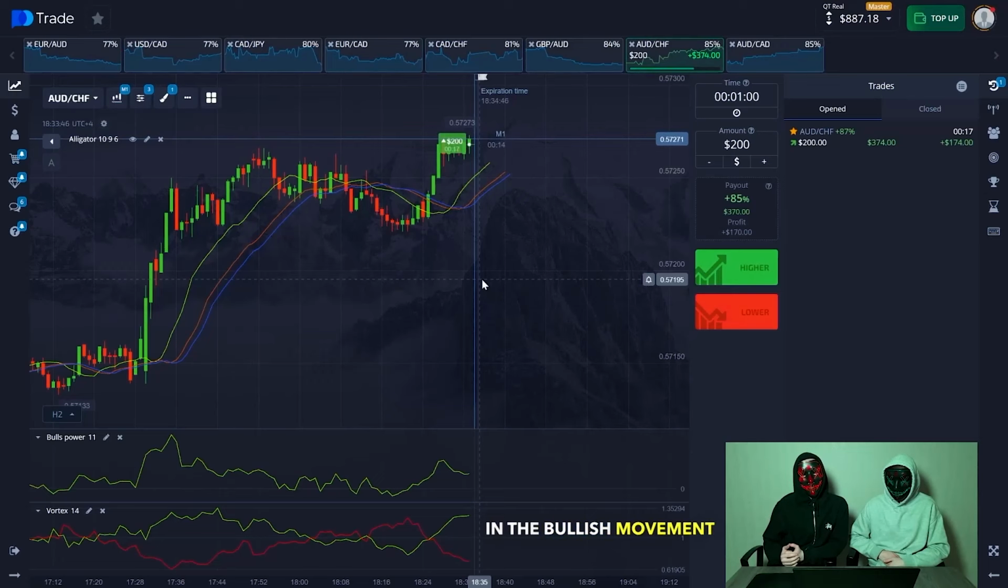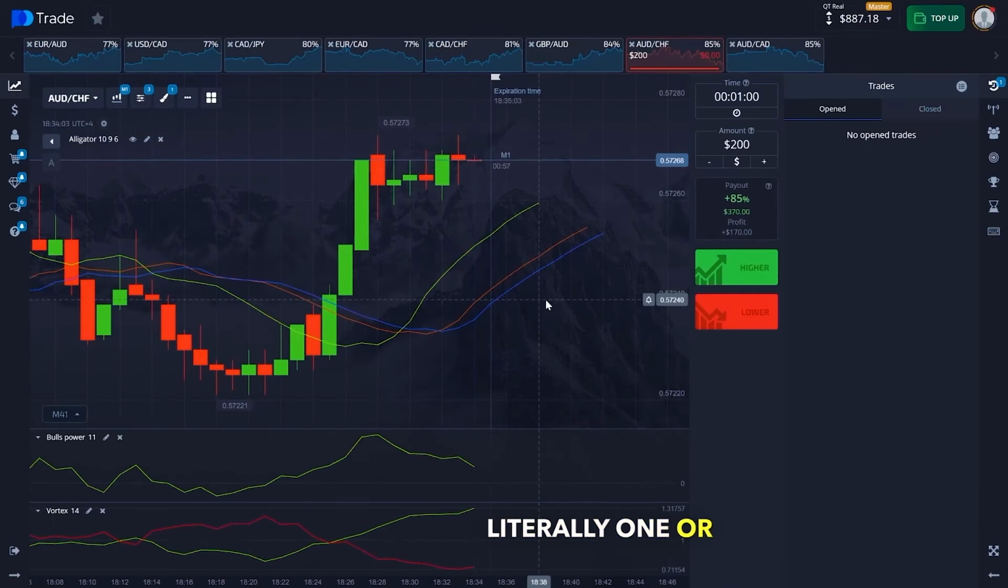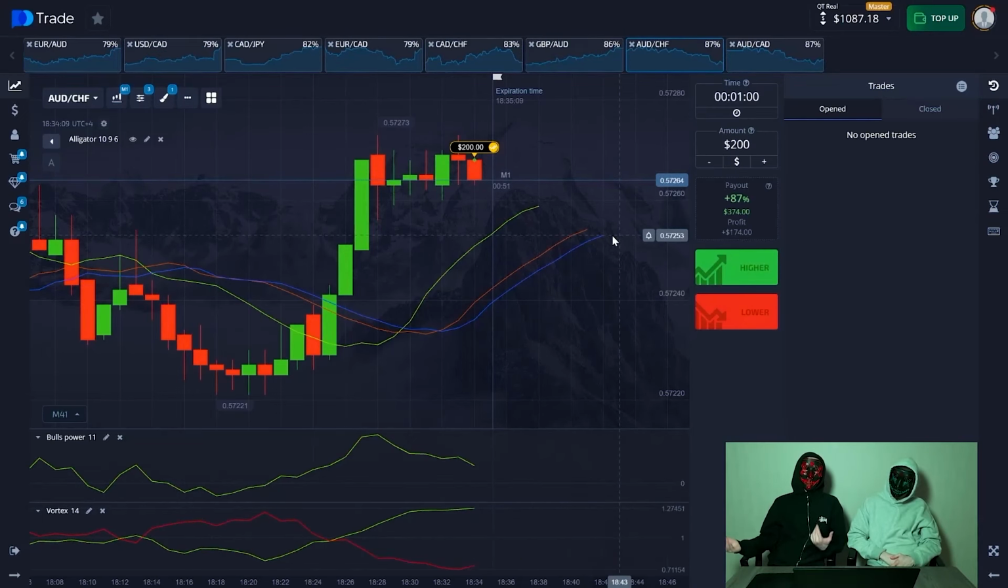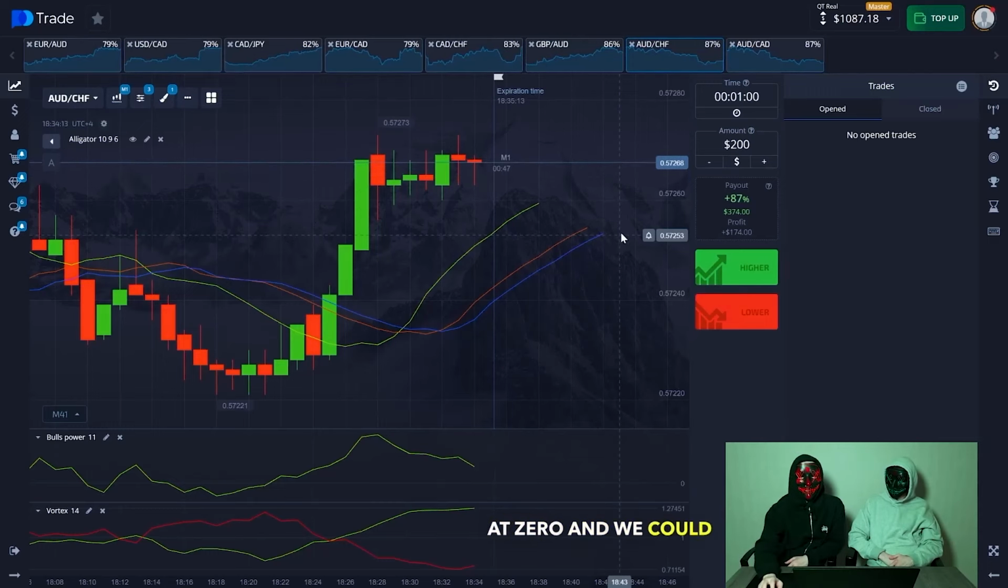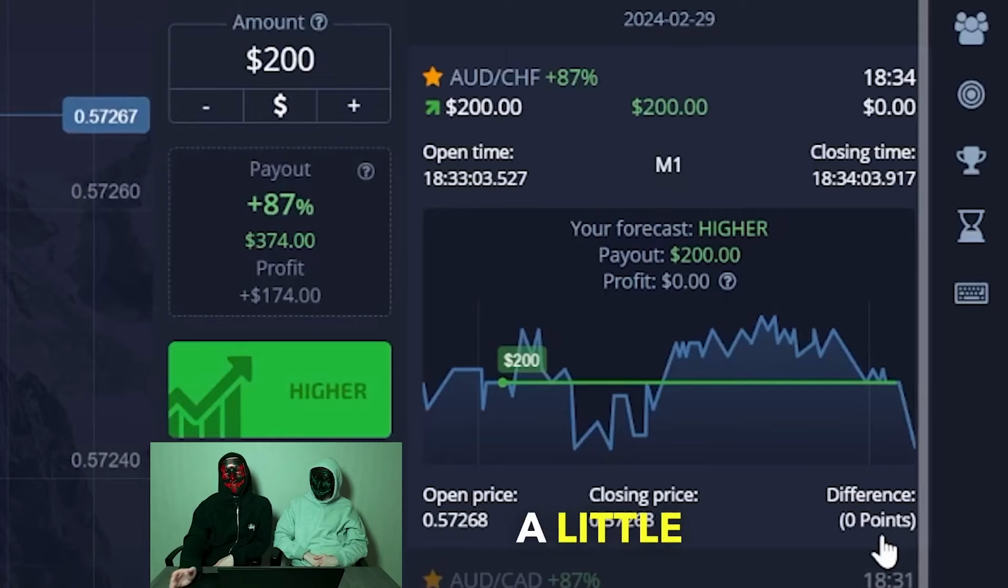In the bullish movement of the market, can you imagine, friends? Literally 1 or 2 points, and this is very strange. Look, simple 0 points. The deal closes at 0 and we could have earned more than $100 with you. But the quotes fell a little.